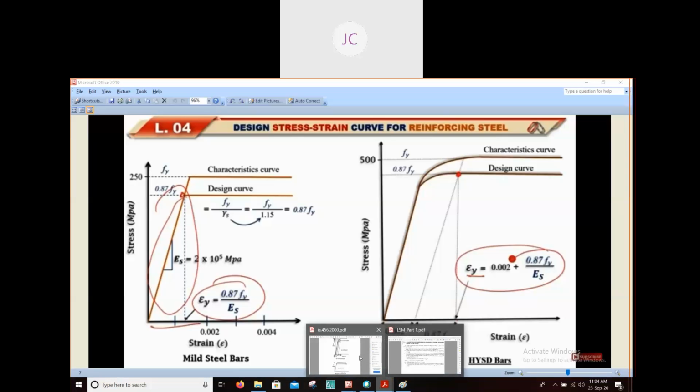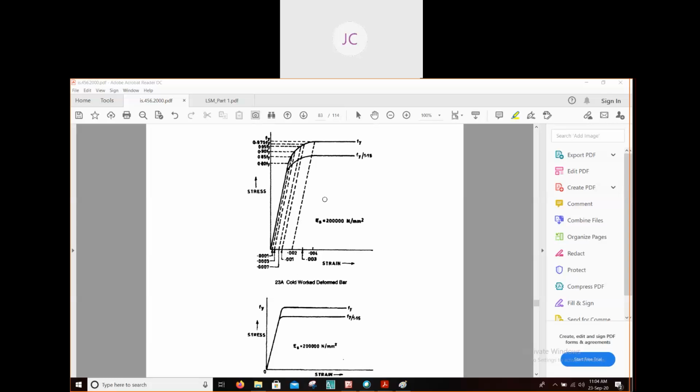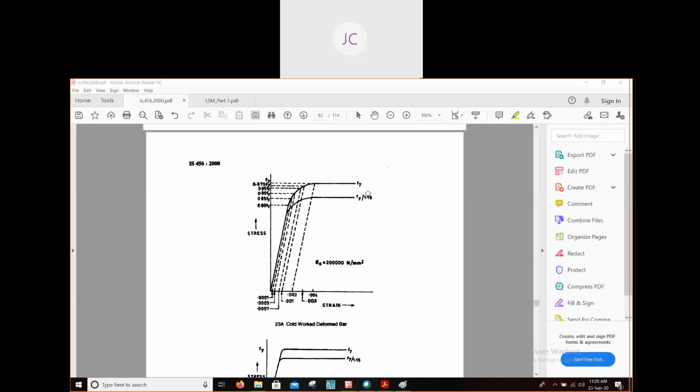According to this graph also, the Es value is given as 2 into 10 to the power 5 Newton per millimeter square. This is cold worked deformed bars, which means this is our HYSD bars. You can see the values are given here, and this is our mild steel bar. That means this is our definite yield point, so it is our mild steel bar, that means Fe250. For Fe250, this is the graph for stress strain, and for HYSD bar, this is the graph for stress strain.